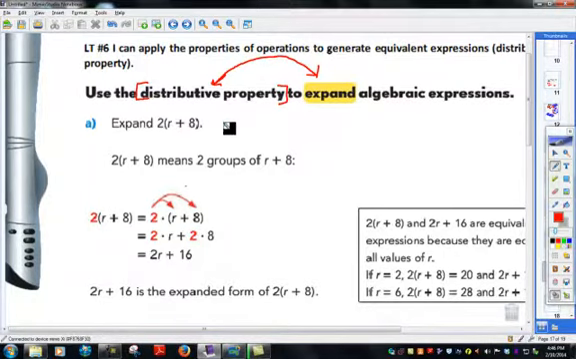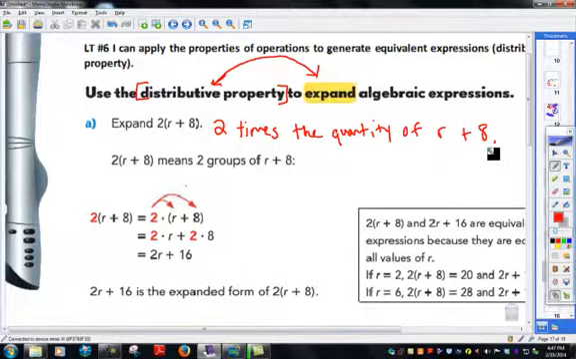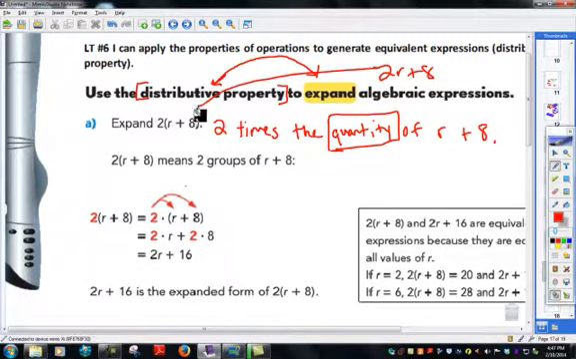What this means, and please write this, means 2 times the quantity of r plus 8. That's what it's saying. It's saying it's 2 times whatever r plus 8 is, and quantity just means the amount. Whatever it is, you're just multiplying whatever r plus 8 is. That's why it can't be just written as 2r plus 8. Okay, this is totally different than this.